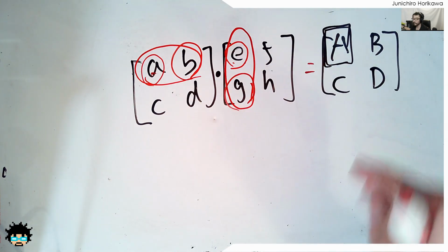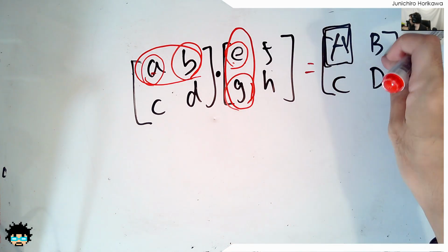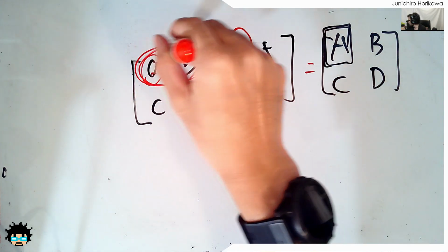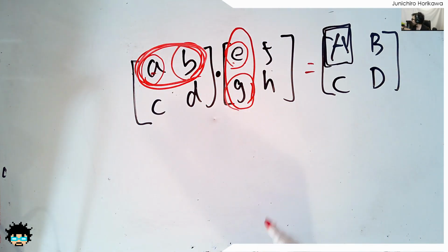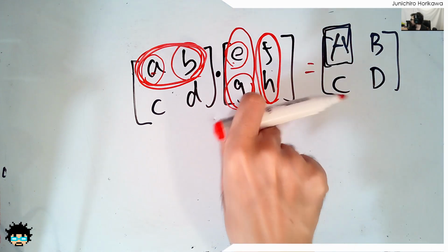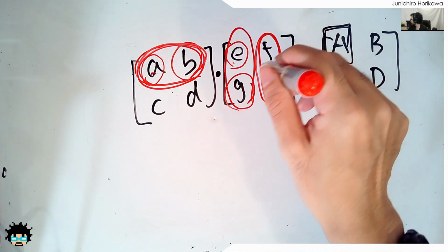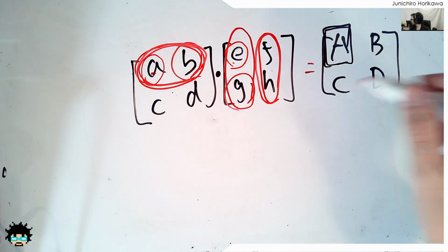Mostly for the other part, you do pretty much the same things. For the B value here, you again pick the first row, and then next you pick the second column in the second matrix and do the same calculation, A multiplied by F plus B multiplied by H, and that is going to be this B value here.